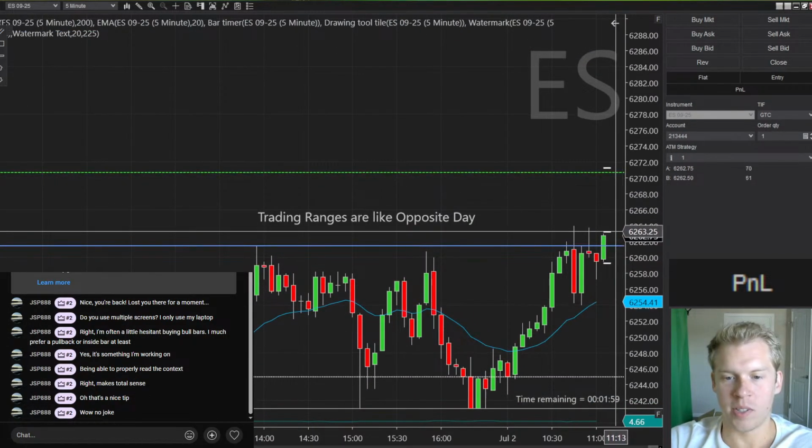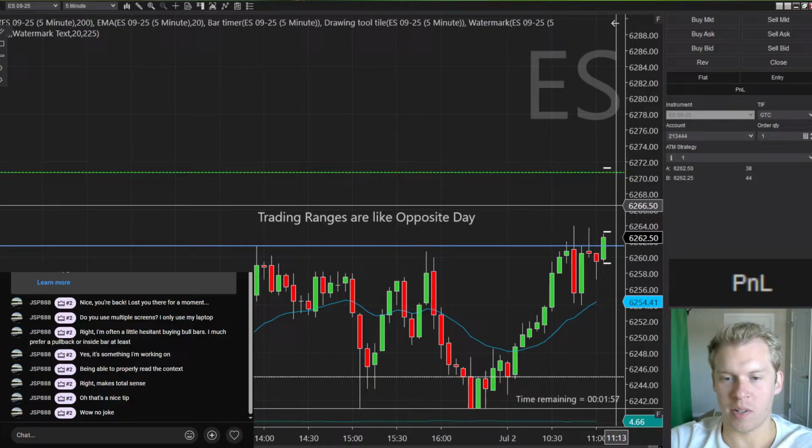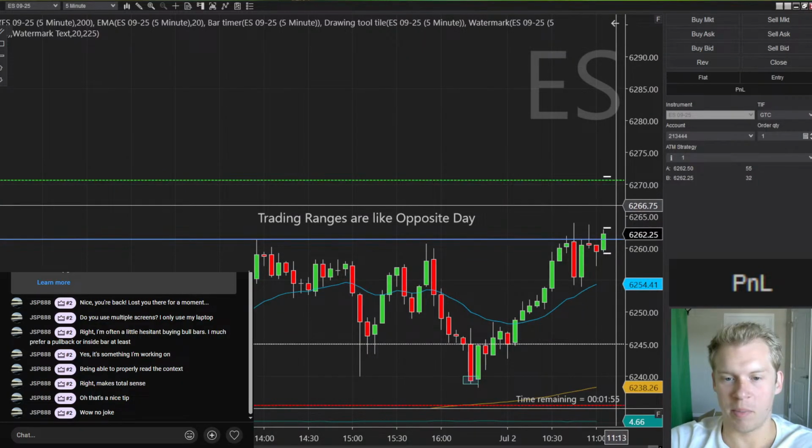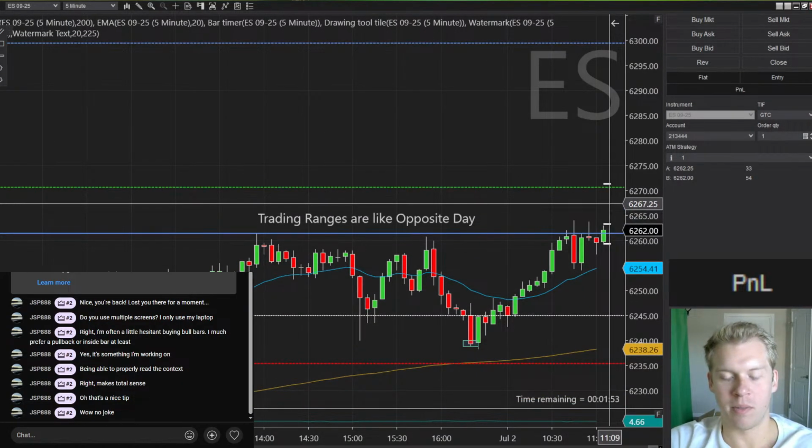I think the bar is a good size now. If it gets too large, if it gets like 7 or 8 points, like up here, I think that'd be too large to try to buy above.